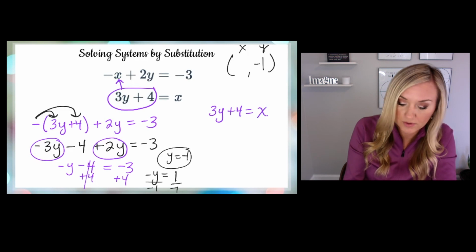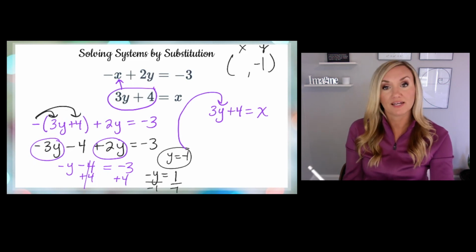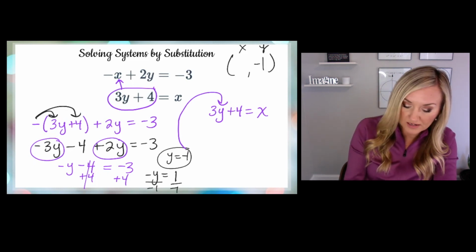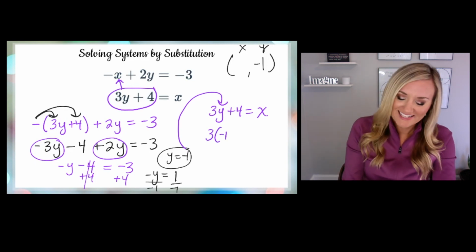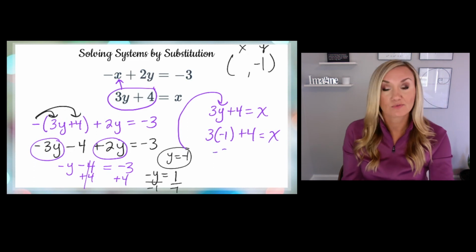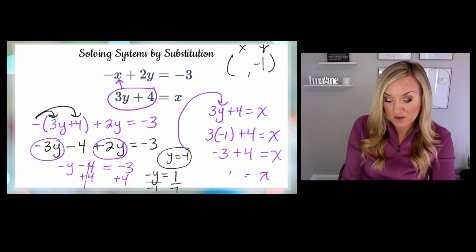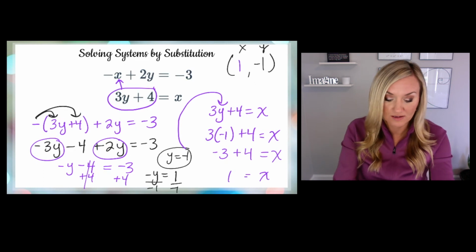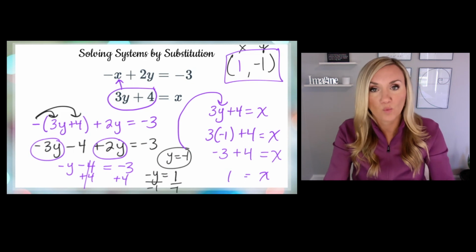3y plus 4 equals x. I'm going to take that negative 1 and plug it in. I'm going to substitute negative 1 for y. So 3 times negative 1 plus 4 equals x. 3 times negative 1 is a negative 3, plus 4 equals x, and so x is a positive 1, and so those two lines intersect at 1, negative 1.